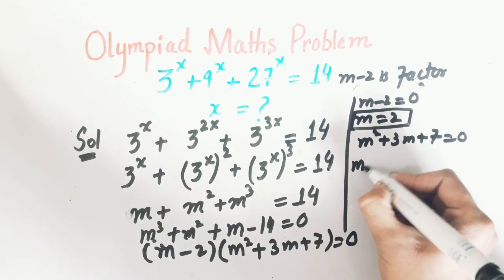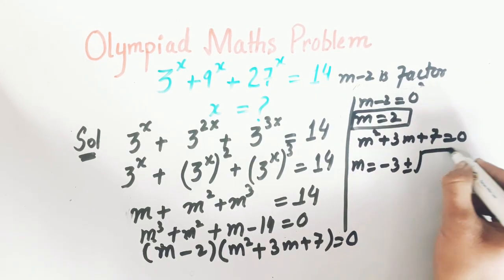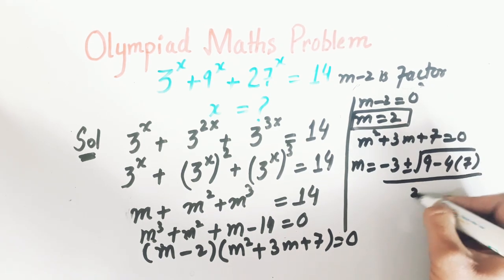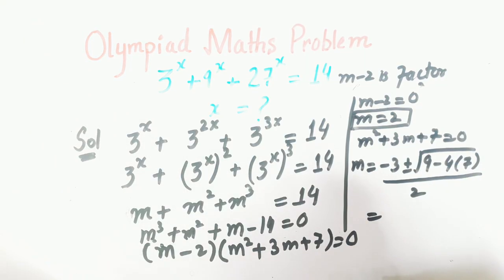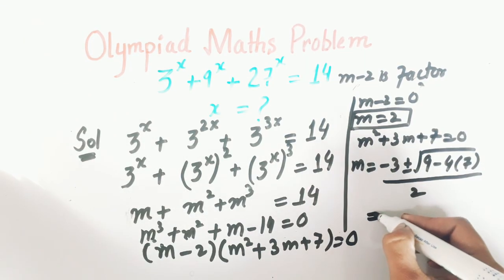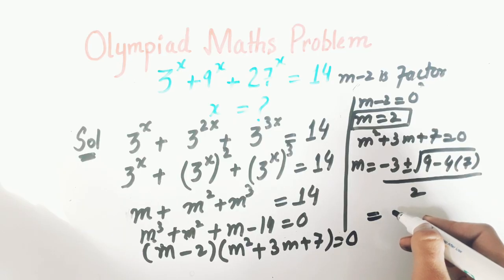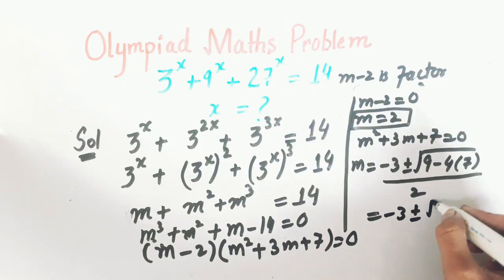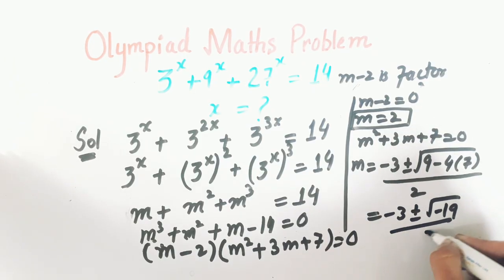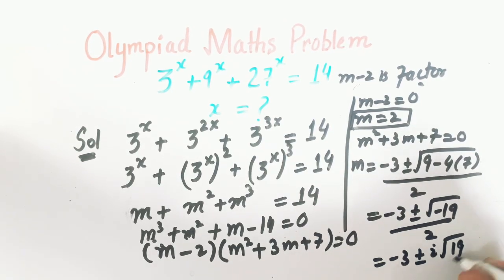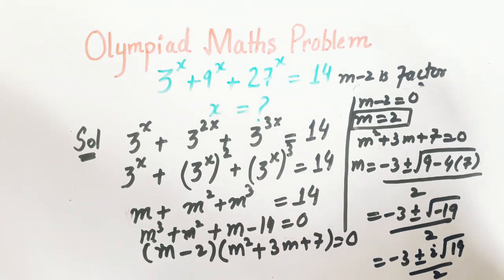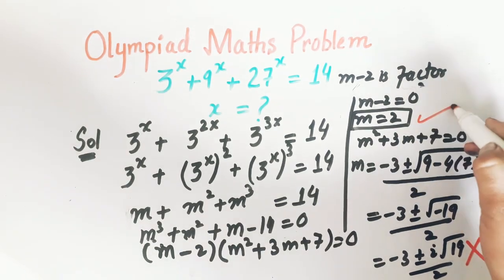We will apply the quadratic formula. Minus 3 plus minus square root of b square, that is 9, minus 4ac, which means 28, divided by 2. So 9 minus 28 will be minus 19. It means that we get minus 3 plus minus square root of minus 19 divided by 2. So this will be minus 3 plus minus iota square root 19 by 2. So this is the complex root. So this root will be rejected. We will consider only the real root.